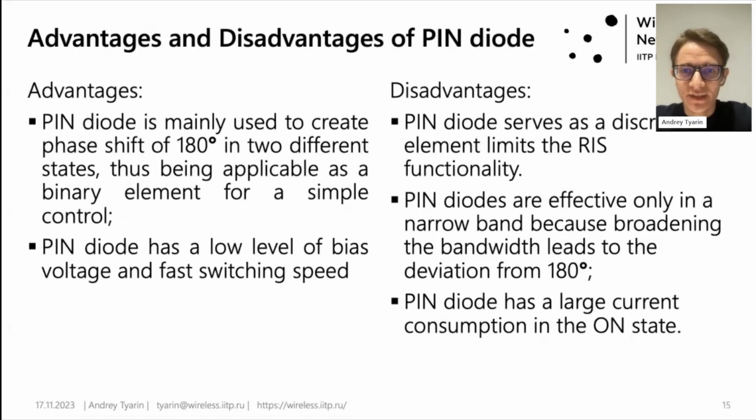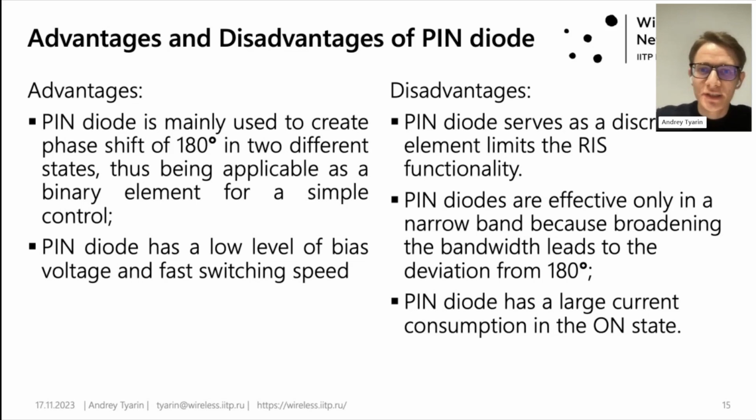Now let's discuss its advantages and disadvantages. Its advantages: the pin diode is mainly used to create a phase shift of 180 degrees in two different states, thus being applicable as a binary element for simple control. The pin diode has a low level of bias voltage and fast switching speed. And what about disadvantages? The pin diode serves as a discrete element, which limits the RIS functionality.